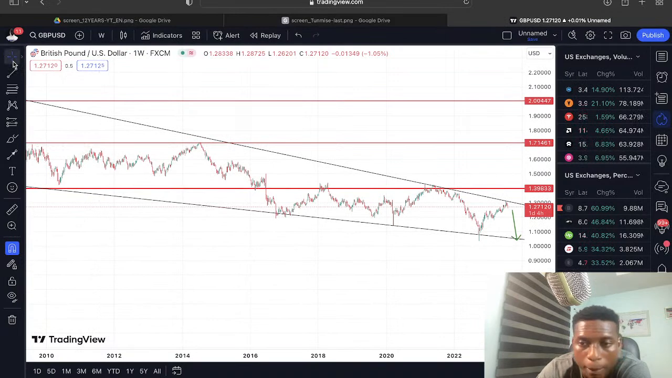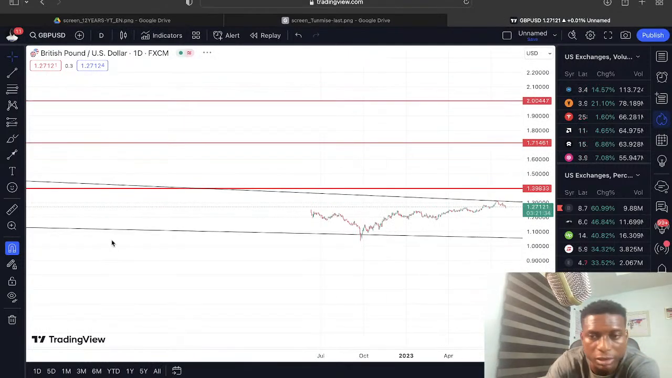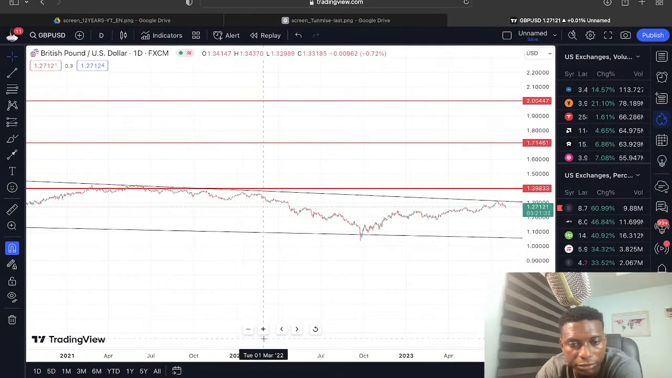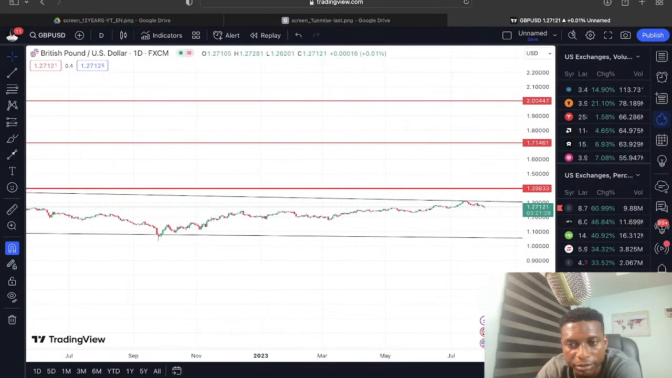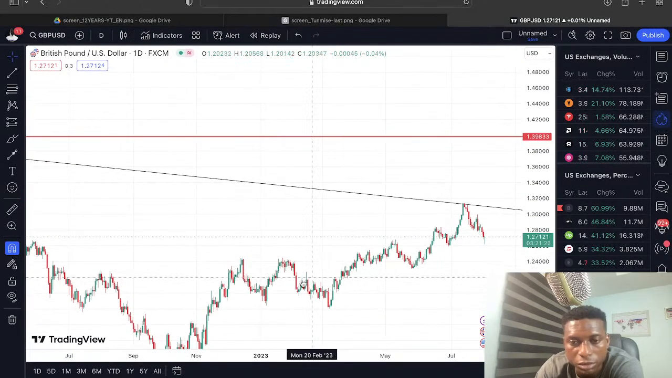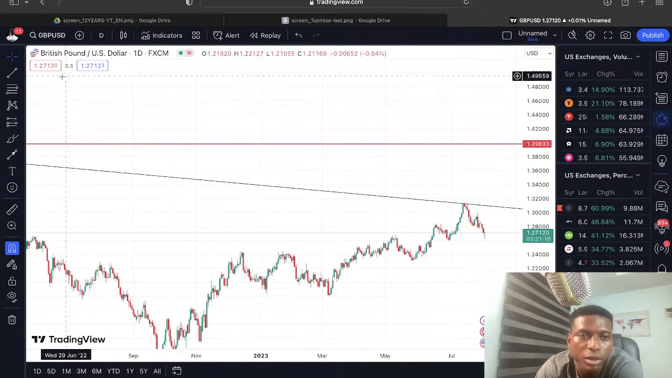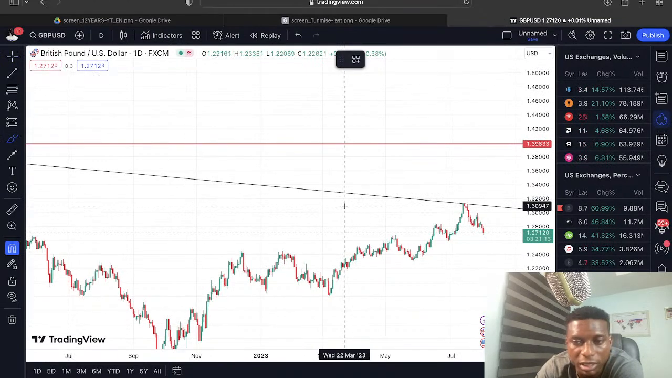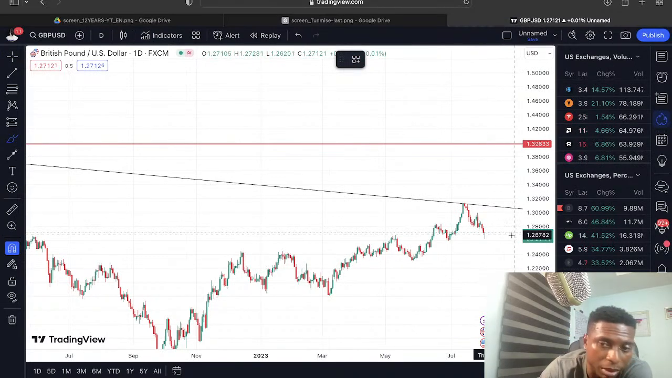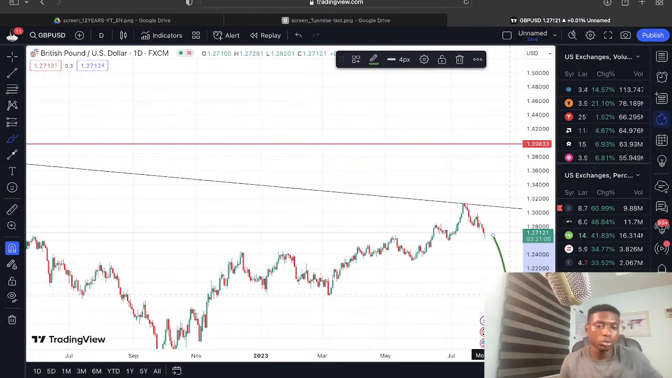So let's look at the daily time frame. Looking at the daily time frame now, we saw that price had touched this level. What the daily time frame, weekly time frame and monthly time frame are pointing to is that the market still has more room to go down.